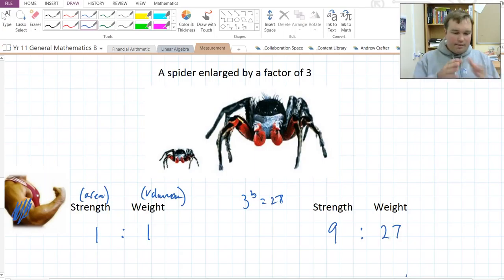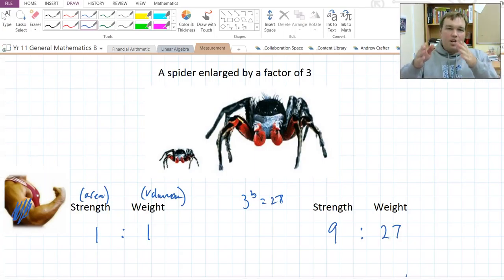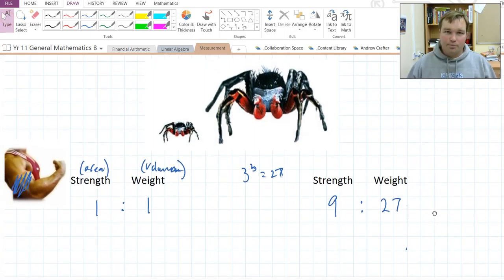So if we take an ant, blow it up by a factor of 3, it's quite a scary ant, because it's 9 times as strong. But we've got to remember that the ant is now 27 times as heavy. So its strength to weight ratio is terrible. It's a third of what it was before. And if we blew it up by 4 or 5 times, this ratio would keep dropping. Which is why ants can't keep growing bigger and bigger and bigger. They've got to stop at some point, otherwise they just get weaker.